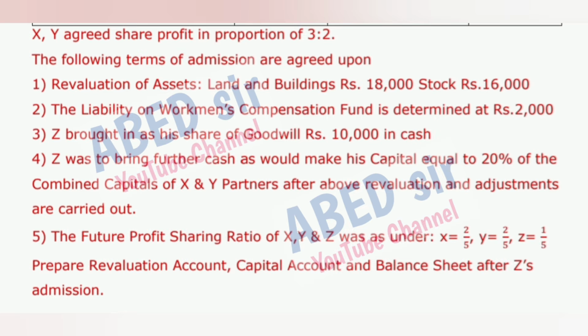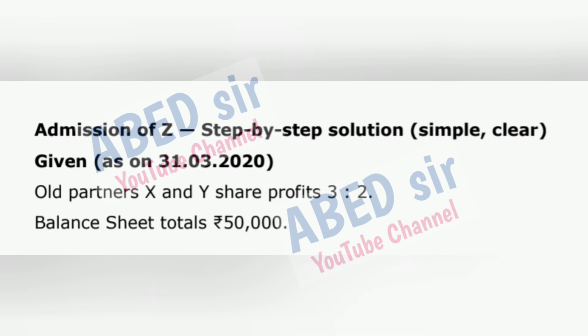5. The future profit sharing ratio of X, Y and Z was as under. X is equal to 2/5, Y is equal to 2/5, Z is equal to 1/5. Prepare revaluation account, capital account and balance sheet after Z's admission. Admission of Z, step-by-step solution, simple, clear. Given, as on 31st March 2020.